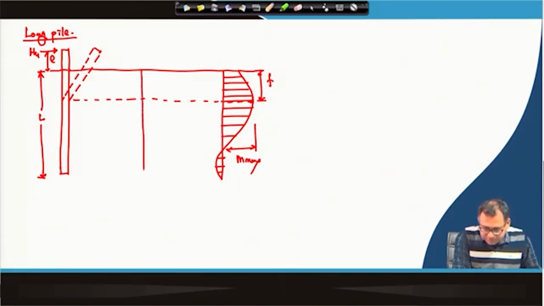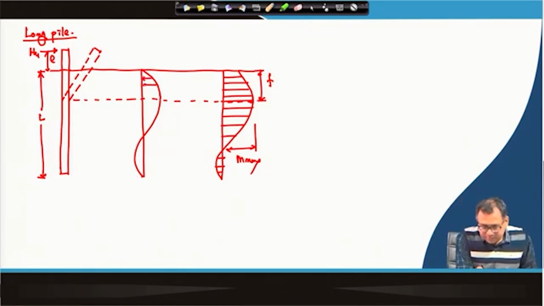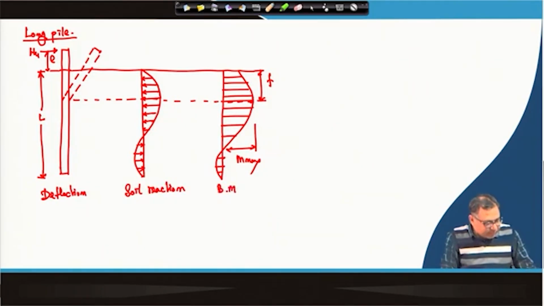will be something like that. This is deflection, this is soil reaction, this is bending moment.